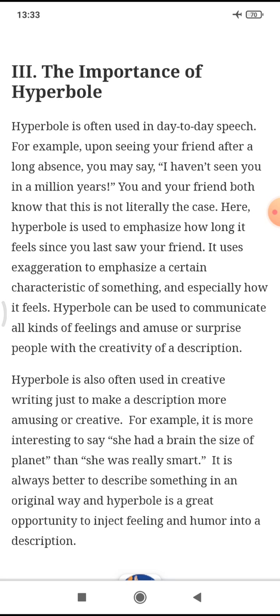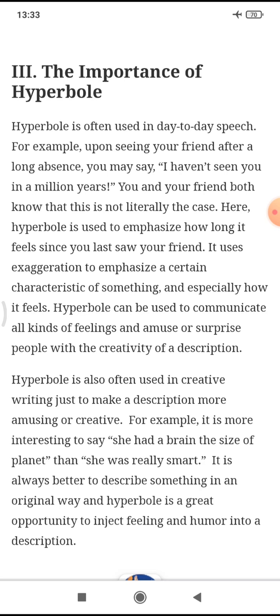Hyperbole is often used in day to day speech. We use it in our daily life. For example, upon seeing your friend after a long absence, you may say, "I haven't seen you in a million years."